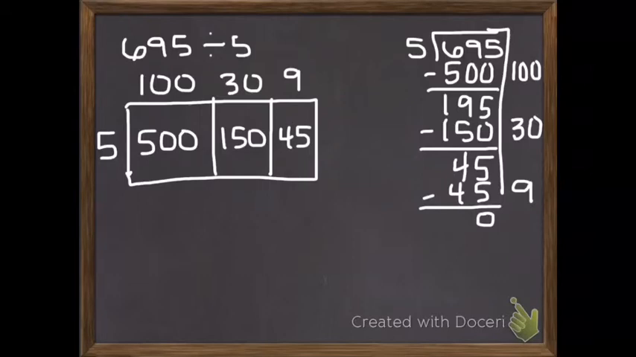That means I'm finished. So I just add up my partial quotients here or here to get my answer. 100 plus 30 plus 9 equals 139. So that is my quotient.